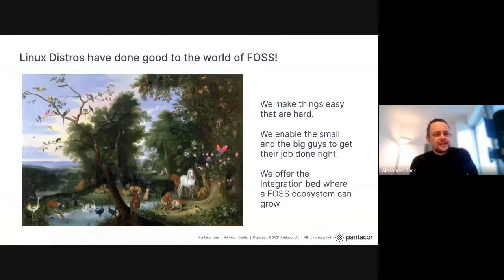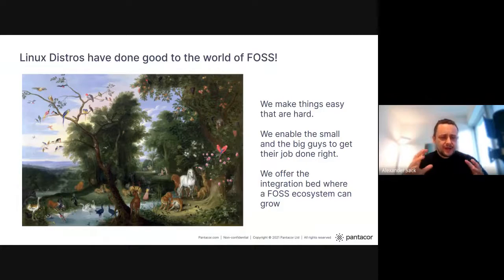Before going into the details of what the problems are for embedded Linux, let's take a moment and celebrate what Linux distros have achieved so far. Linux distros, for me, who has been working with distributions for over 2 decades, have succeeded in one of the most important elements that the free and open source software movement needed. It managed to make things easy that are hard. What do I mean by that?